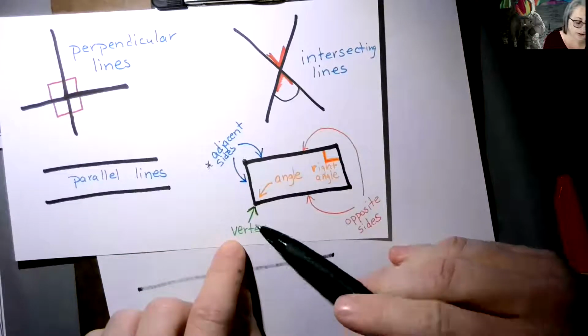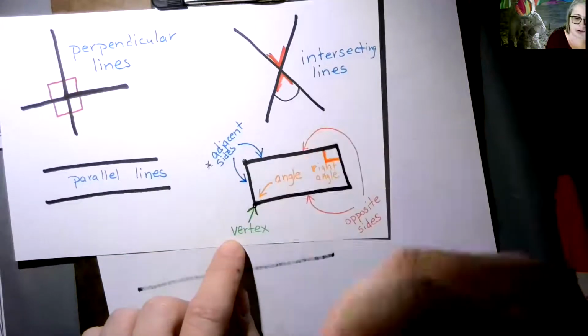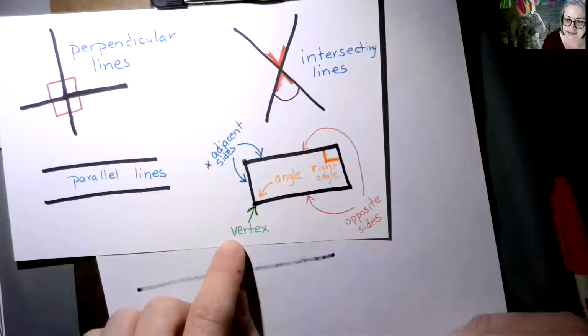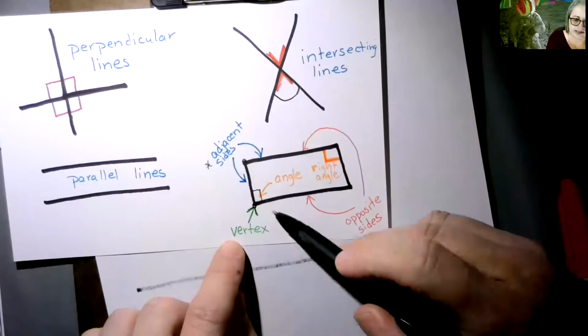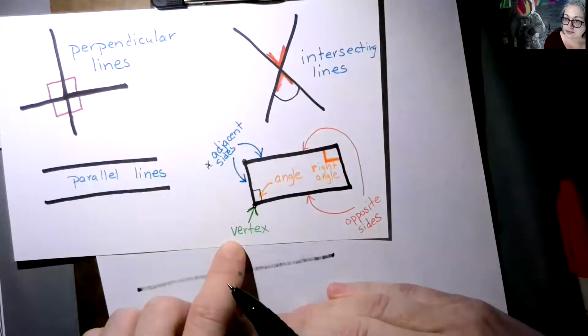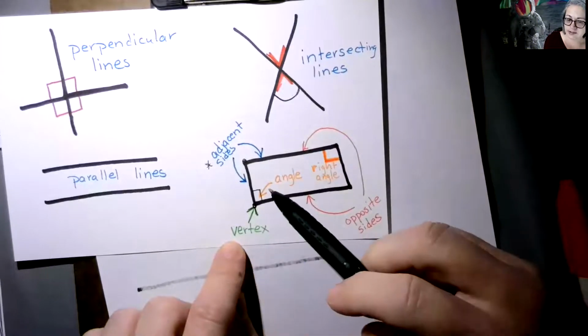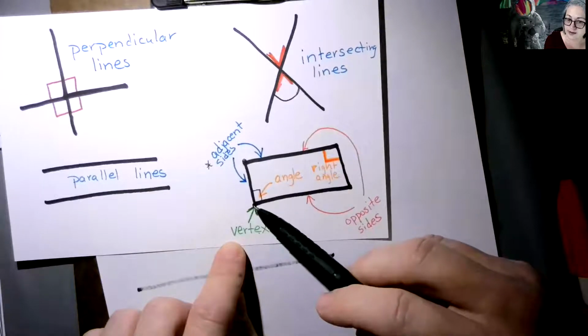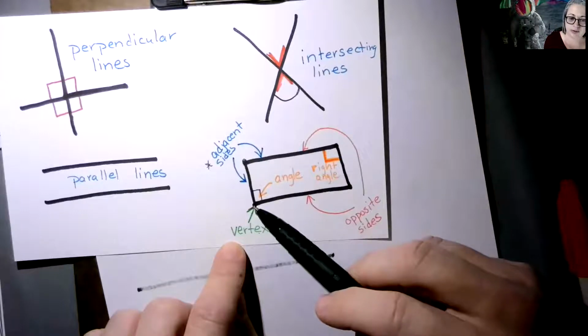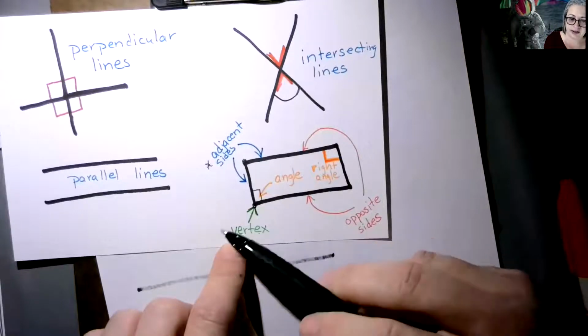We have to know what a vertex is. It's the point where two sides meet. And the angle is on the inside of those sides. So always think of the angle being on the inside and the vertex is the point where they meet to make that angle. Okay.